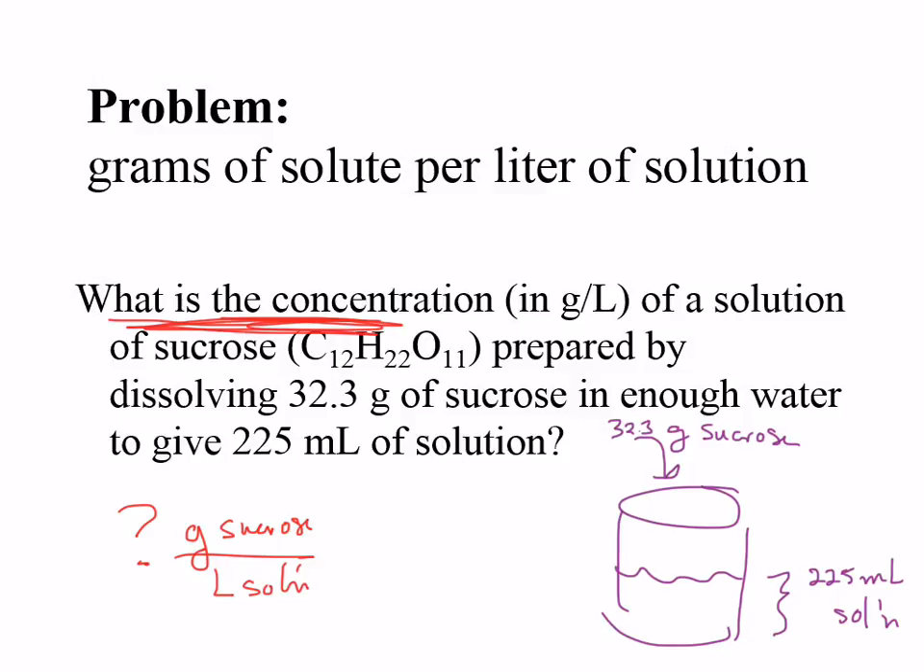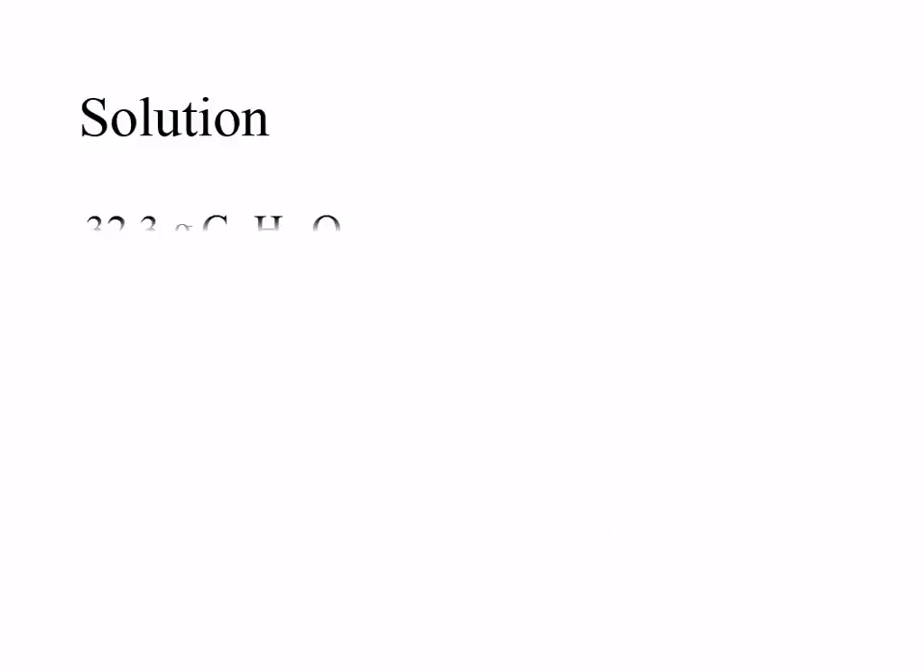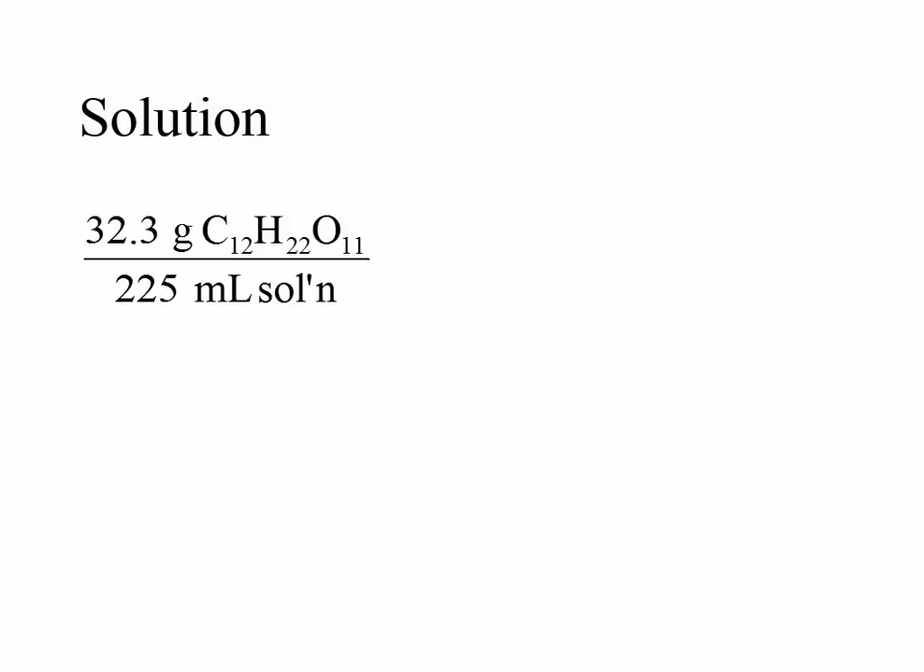That's it. Well, it seems like all we got to do is take this grams of sucrose and this volume of solution and just do a division, and you're right. Very close. Solution, no pun intended. See the solution to the solution. So we simply take that mass of sucrose, and if you want to write sucrose or write C12H22O11, you can do either way, but that's sucrose. 32.3 grams of sucrose divided by 225 milliliters of solution.